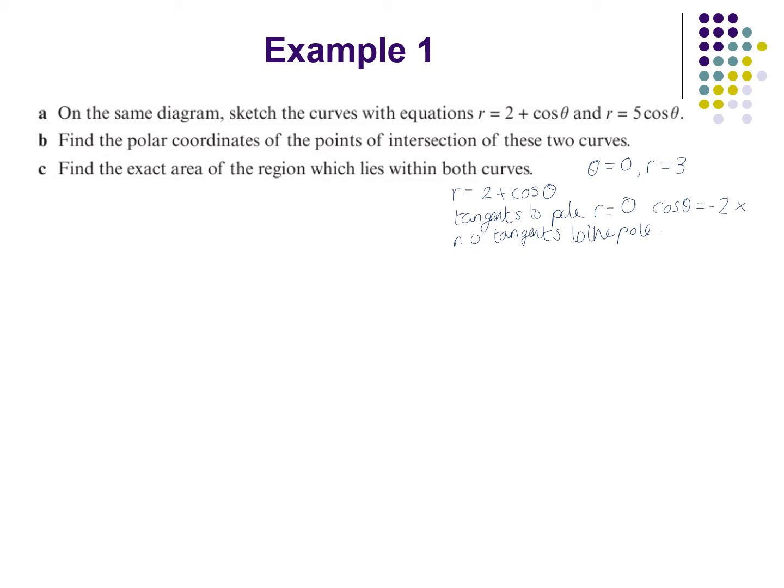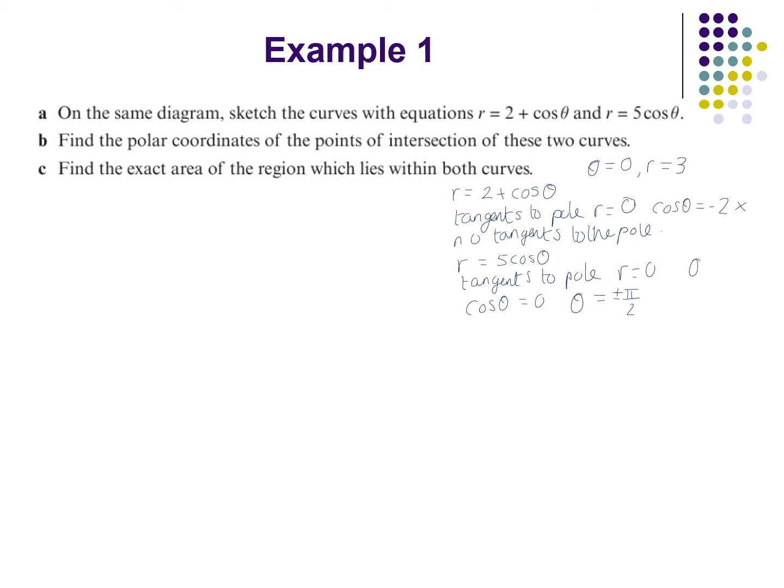Okay, so let's have a look at the second one, r equals 5 cos theta. Now we know with ones like this that if they've just got a single cos or a single sine, then that's going to be circles. So again, useful thing to do is think about tangents to the pole. Okay, so for this, r is 0. So what we get for that is cos theta equals 0. So our tangents to the pole are going to be theta equals plus or minus pi by 2. Okay, so that gives us an idea of how the circle behaves as it goes into the pole.